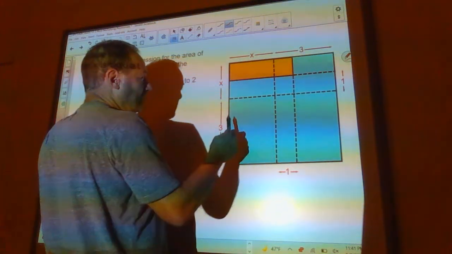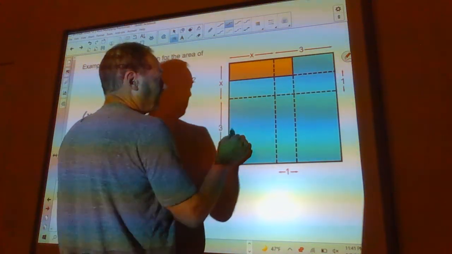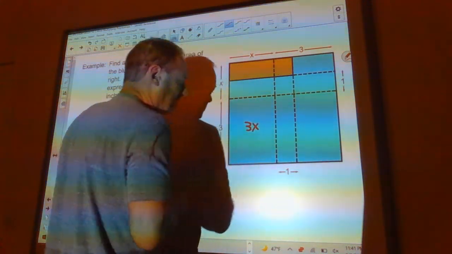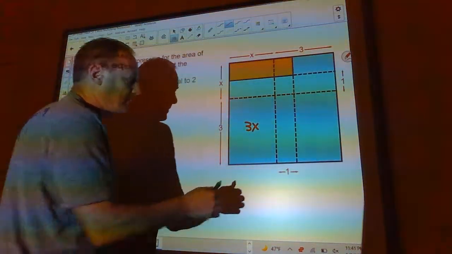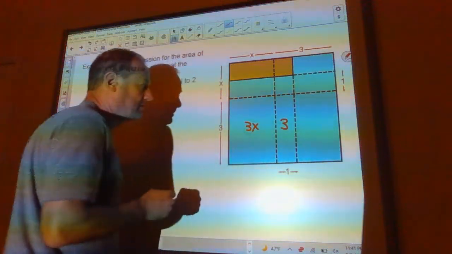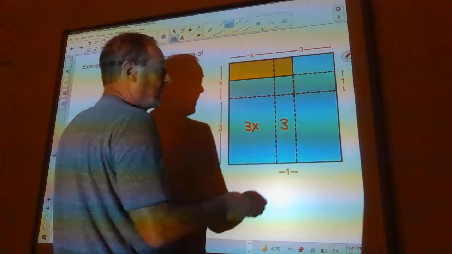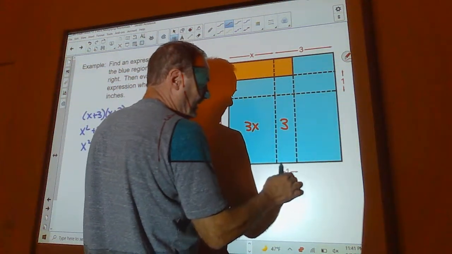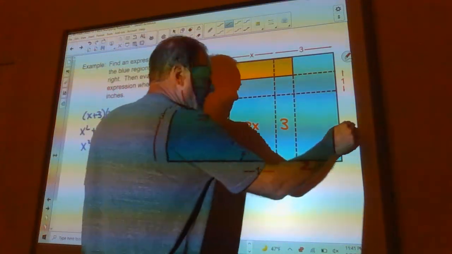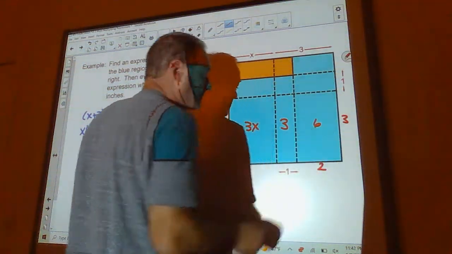So let's see. I know that the area of this rectangle right here is going to be 3 times x, because this is x and this is 3. So this is going to be 3x right here. Now, I know that this area right here is 1 by 3, so the area of this is 3. And what else do I know? I know that this is 3, and that's 1, so that makes this 2. And this is 3, so that makes this 3 over here. So I know this is 6. 3 times 2 is 6.